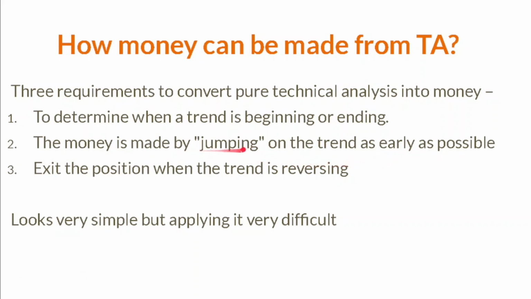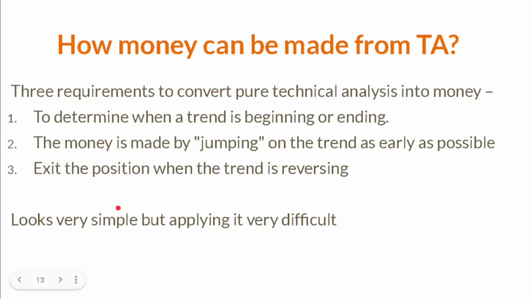So once you identify the trend, you will have to jump on it by putting some money on it. Once you identify that the trend is up, you put your money and you go long, you buy the stock. And whenever you feel that the stock can go down, you sell your stocks or you short sell to make profit from that trend. And the third step is exit the position when the trend is reversing. So there are these three requirements which we must fulfill to make money from technical analysis.